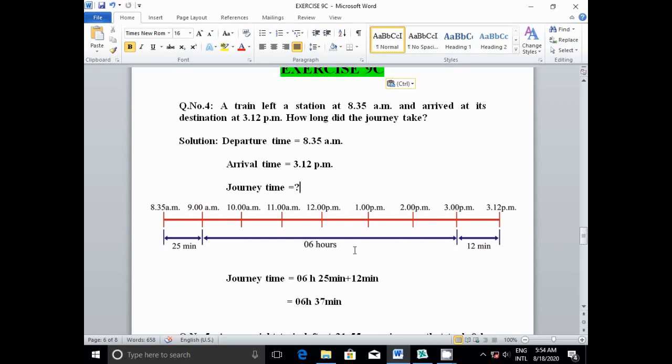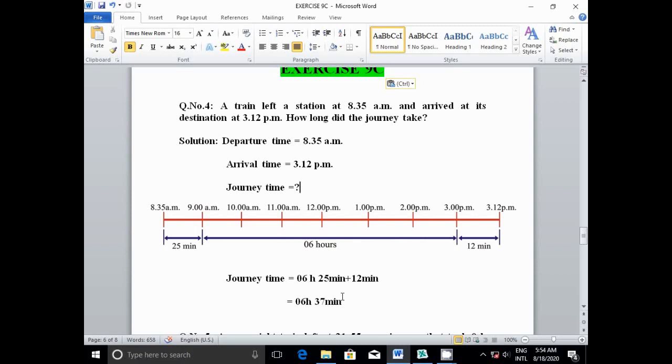Now, the journey time is 6 hours and 25 minutes plus 12 minutes. Let's take the sum of 25 and 12 minutes. We have 6 hours and 37 minutes, which is the total journey time of the train.